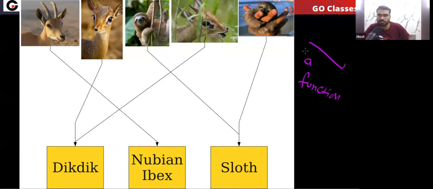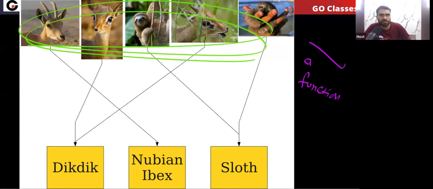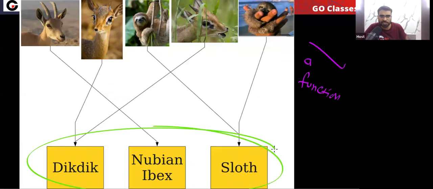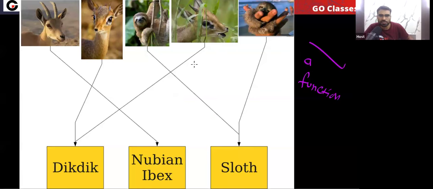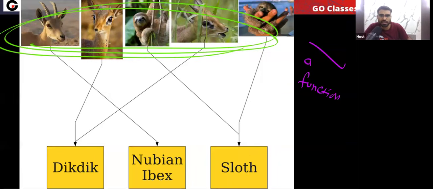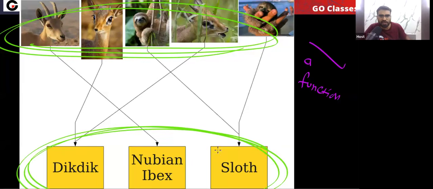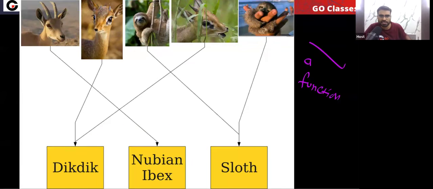Why is this a function? This is a function because every element of the domain, every element of this set, is associated with exactly one element of this set. You can notice this element is associated with this element, this one with this one, and this element is associated with this element. So every element of this set, individually, is associated with exactly one element of this set. So that is the reason, yes, this is a function.